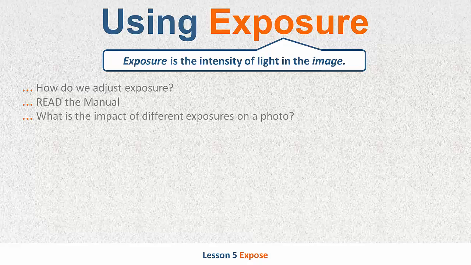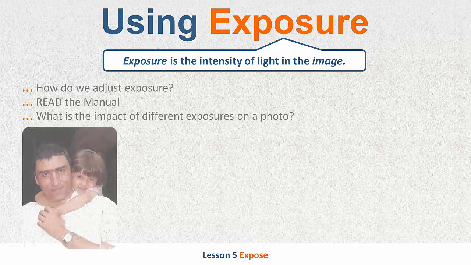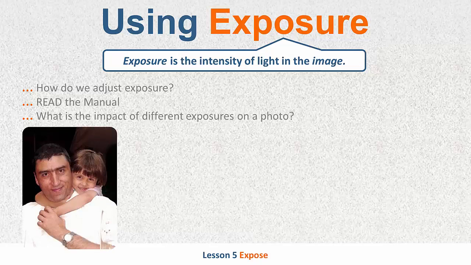What is the impact of different exposures on a photo? I only took one picture of this father and daughter. The yellow square simulates the location which was used to set exposure in the camera. Note that different cameras indicate this location in different ways. I set the exposure based on the father's face.